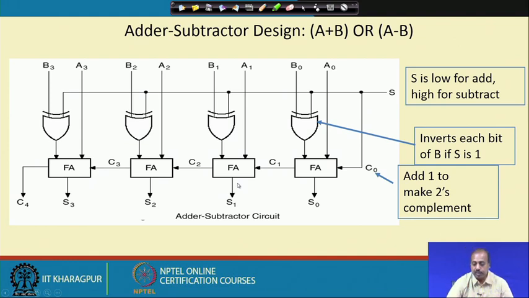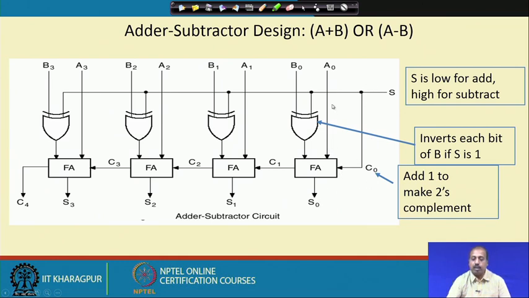Now, if you are doing subtraction, in that case S will be equal to 1. B0, B1, B2, B3 will get complemented via the XOR gates. In an XOR gate, if one of the inputs is tied high, we know that it acts as an inverter. So, at this point I will get B0 bar, here B1 bar, B2 bar and B3 bar. So, I will get the complemented versions there, and then C0 is equal to 1.